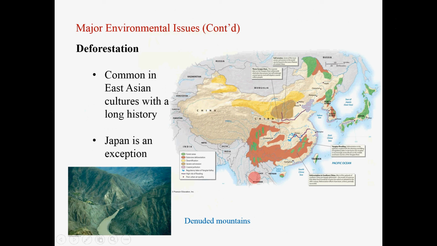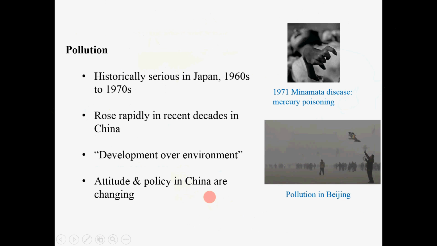On this map, you can really see the problem we talked about early on, the controversial Three Gorges Dam. Also, you have erosion in the Loess Plateau area. Also, pollution is a problem in East Asia.